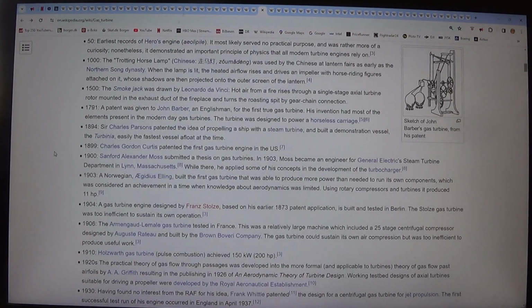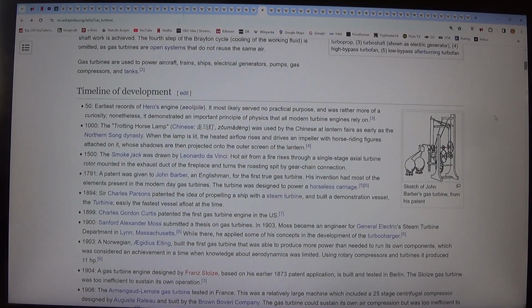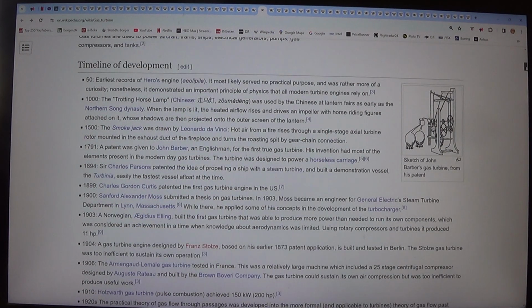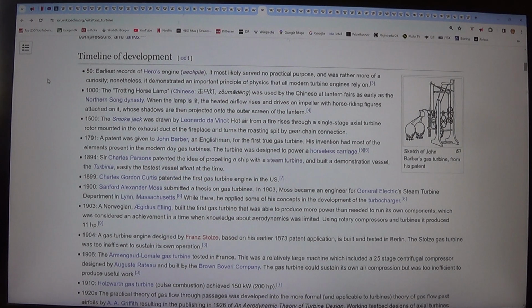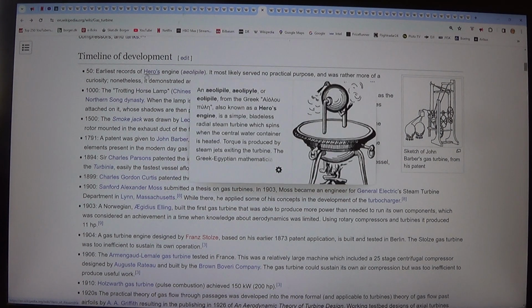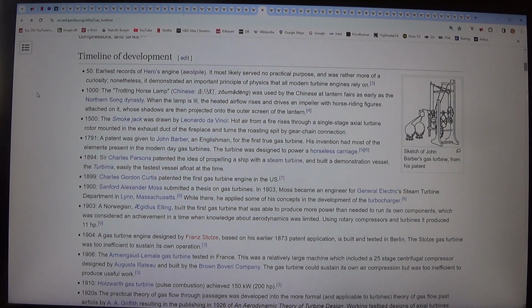Timeline of development. 50: Earliest records of Hero's engine, the aeolipile. It most likely served no practical purpose, and was rather more of a curiosity. Nonetheless, it demonstrated an important principle of physics that all modern turbine engines rely on. 1000: The trotting horse lamp (Chinese: Zouma deng) was used by the Chinese at lantern fairs as early as the Northern Song dynasty. When the lamp is lit, the heated airflow rises and drives an impeller with horse-riding figures attached to it, whose shadows are then projected onto the outer screen of the lantern.